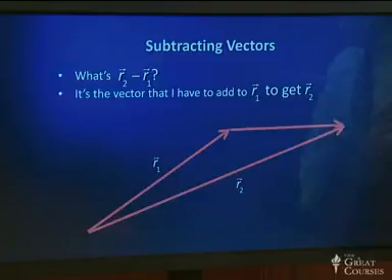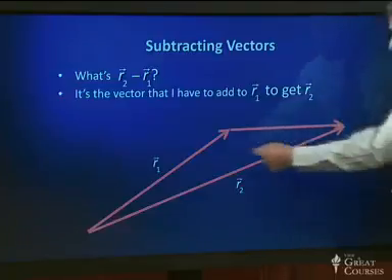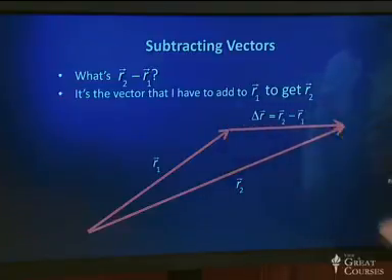So there it is. If I want to get to the endpoint of R2 and I'm at the endpoint of R1, I've got to add this vector, which I'll call delta R. It's the difference of R2 minus R1. So one way of looking at subtracting vectors, the vector difference is the vector I have to add to the second vector to get the first.